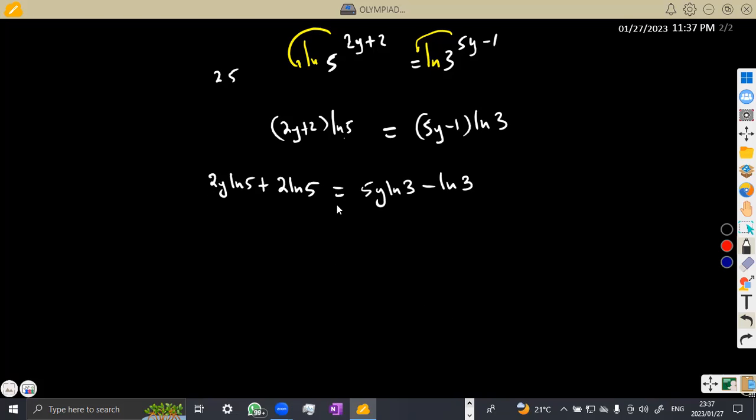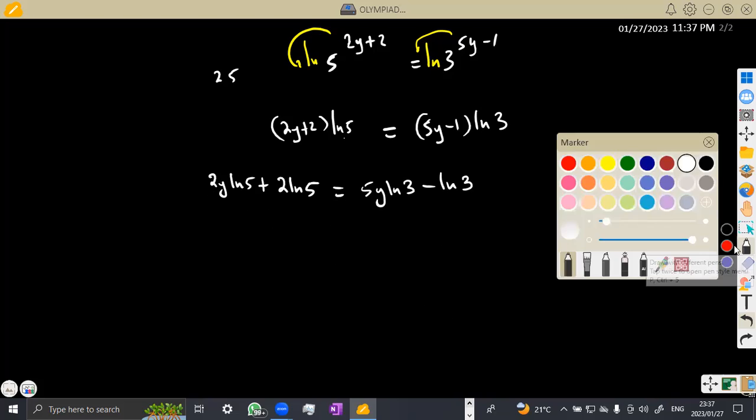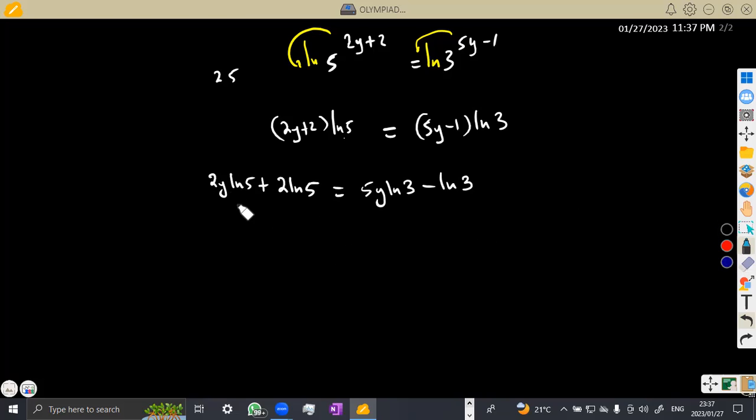To find the value of y, you're going to collect the terms with y to one side of the equation, avoiding working with negatives. So it's best for us to leave 2 ln 5, and we transpose minus ln 3 to this side so that it becomes positive. This is going to be 2 ln 5 plus ln 3, which is equal to, on the right hand side, you are remaining with 5y ln 3. If you transpose 2y ln 5 to this side, it's going to be negative. So that's negative 2y ln 5.